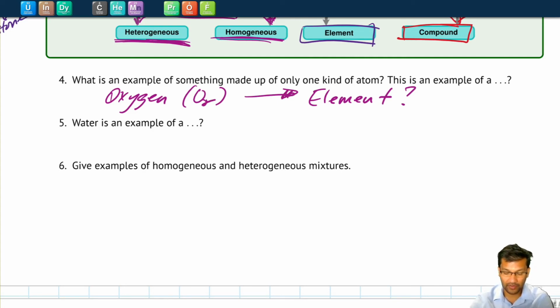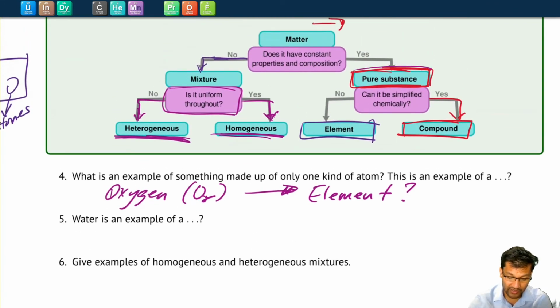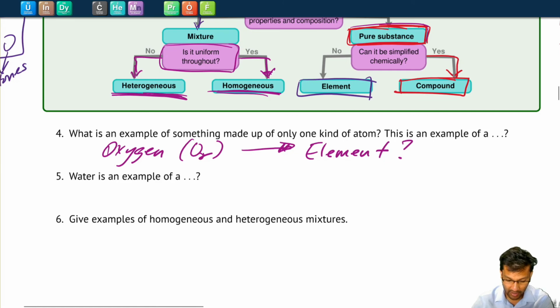Water is an example of what, according to these classifications? Well, we talked about how water is a pure substance because no matter where you look, you'll find the same collection of water molecules and nothing else. However, those water molecules made up of H2O can be broken down chemically into simpler things, so water is a compound.